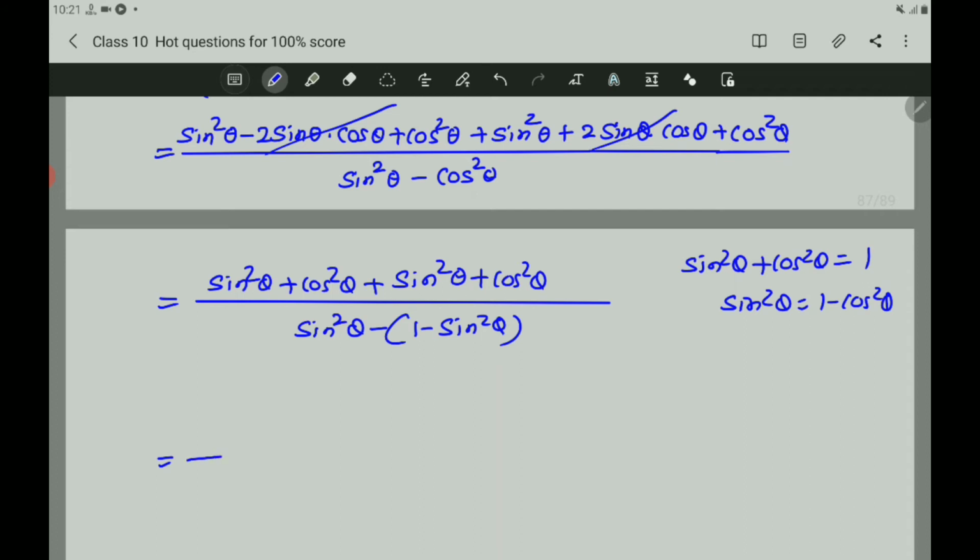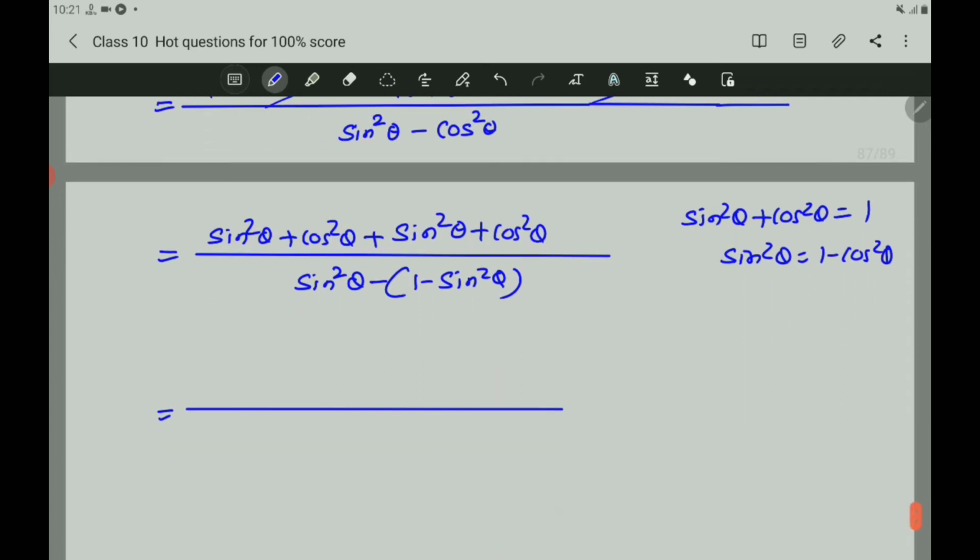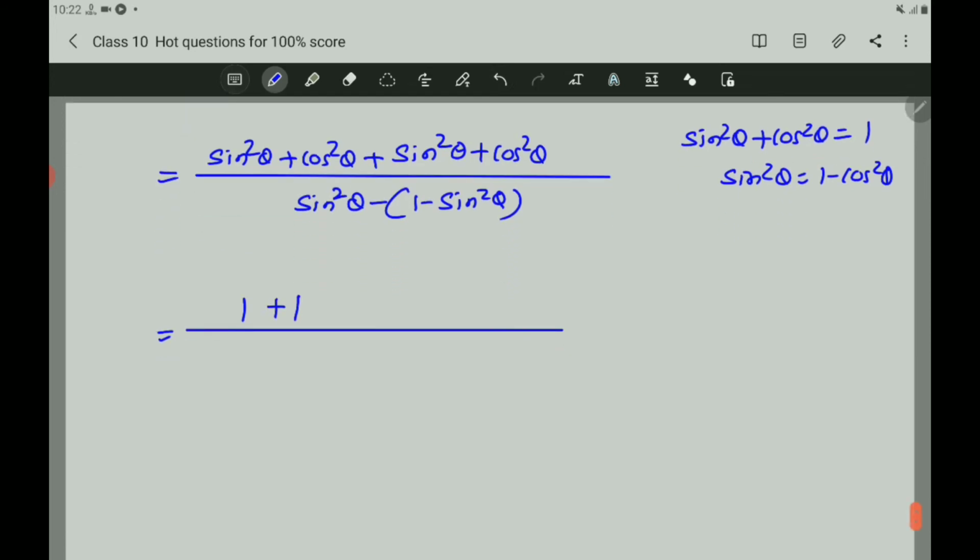Then that equals, here the sum of these two, sin square theta plus cos square theta is 1. So you write 1. This is also 1, plus 1. You write that equals 1 plus 1. And in the denominator you write sin square theta as it is, and here you open the bracket. That becomes minus of 1 is minus 1, and minus into minus is plus, plus sin square theta.